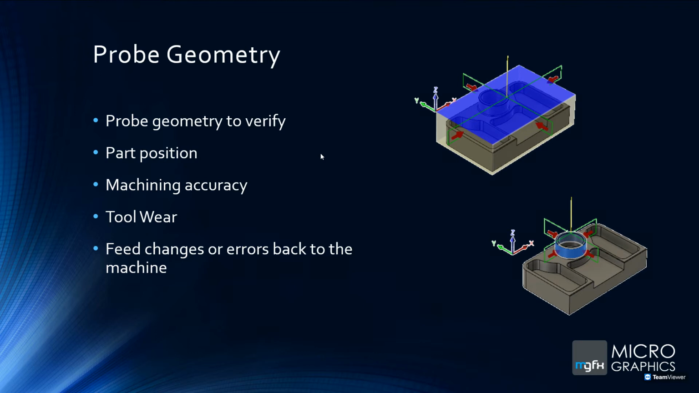So we can see that last point there, feed changes or errors back to the machine, and the machine will give you feedback. Once again, these are machine specific, so you need to check that your machine is capable of these processes, and your post processor may need to be modified for this.